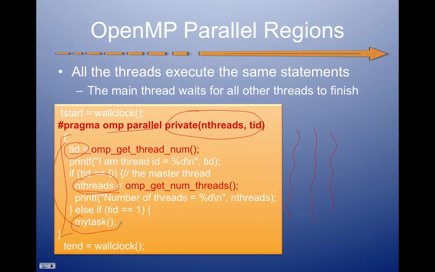And because my task accesses global variables and modifies global variables, I ask only the first thread, TID, to do the work, not the master thread, the next one. And here I measure the time.